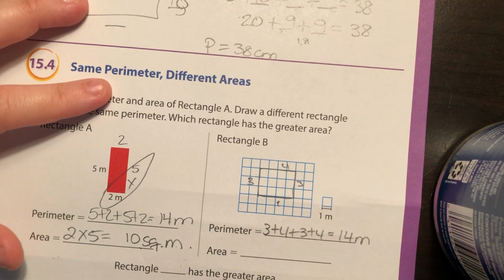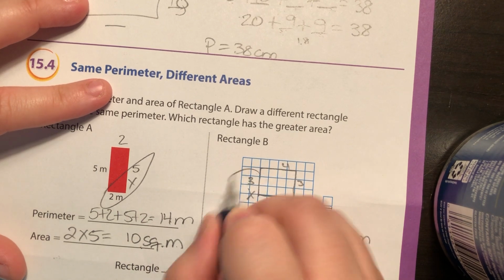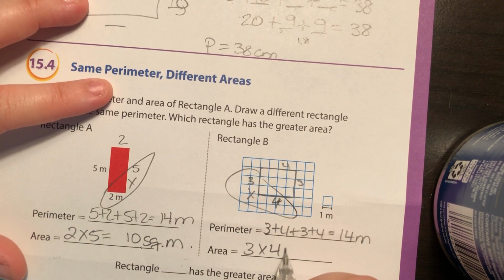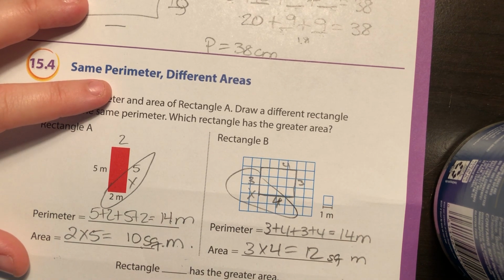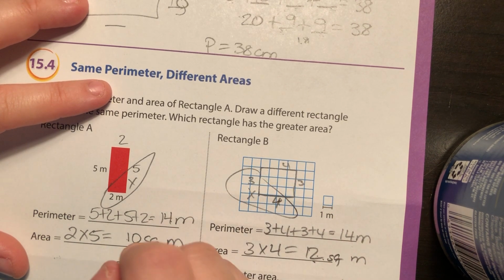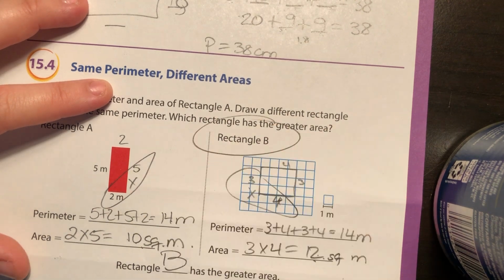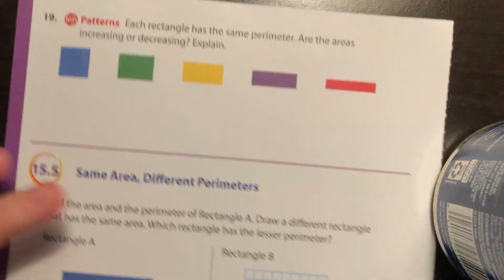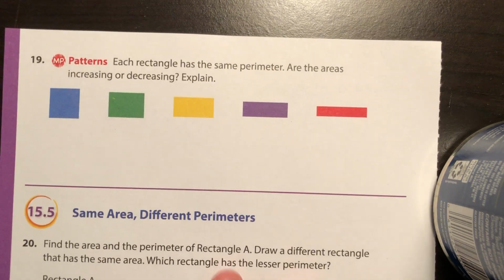So same perimeter. But this area is different because if I multiply 3 times 4, I get 12 square meters. So which rectangle has the greater area? 12 is bigger than 10. So rectangle B has the greater area. On the back, each rectangle has the same perimeter. Are the areas increasing or decreasing?